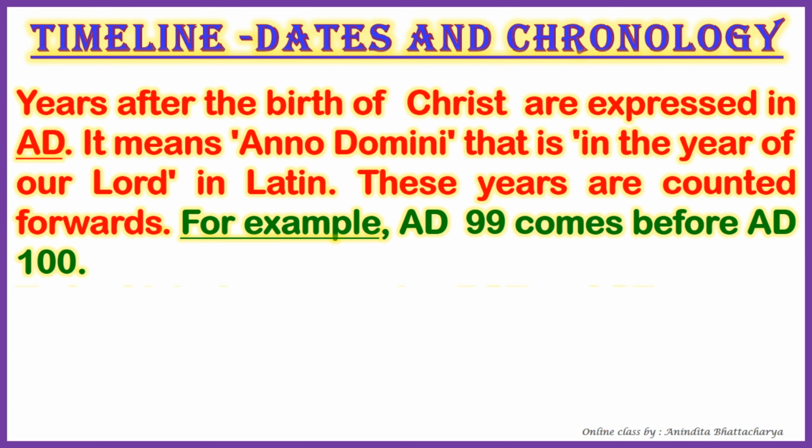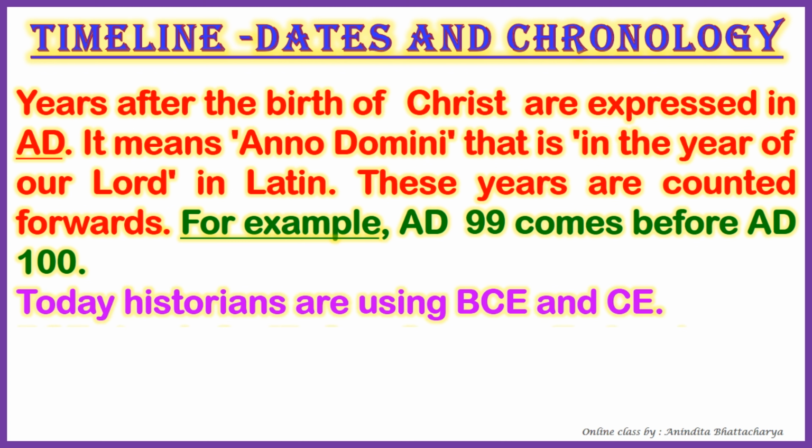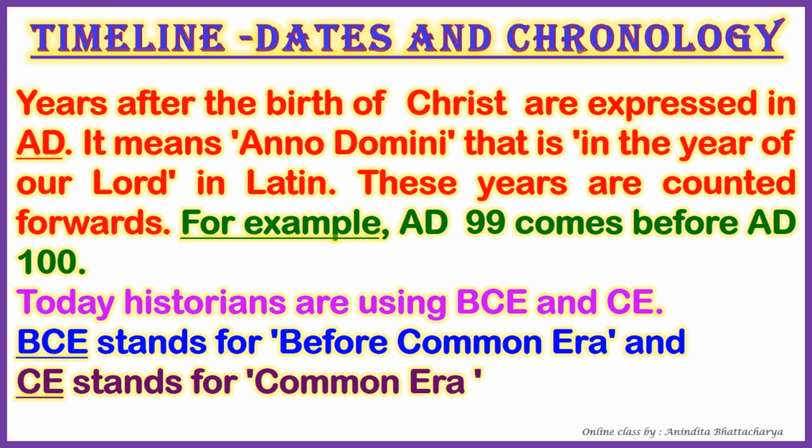Years after the birth of Christ are expressed in AD. It means Anno Domini, that is in the year of our Lord in Latin. These years are counted forwards. For example, AD 99 comes before AD 100. Okay, so it is the basic difference between BC and AD. Today historians are using BCE and CE. BCE stands for before common era and CE stands for common era.